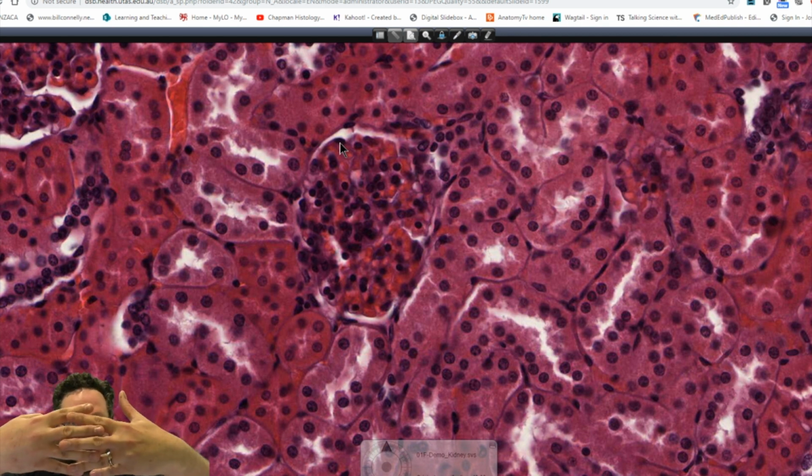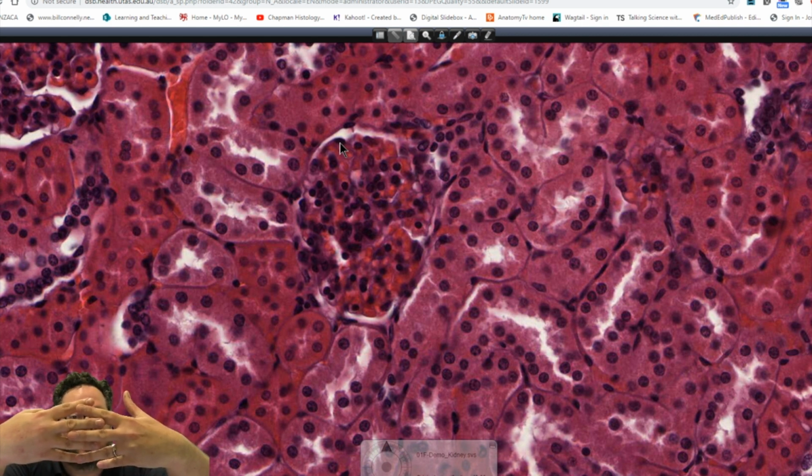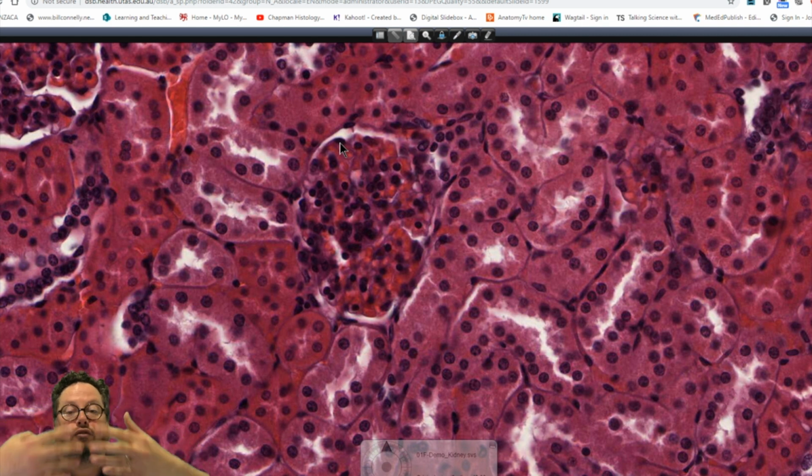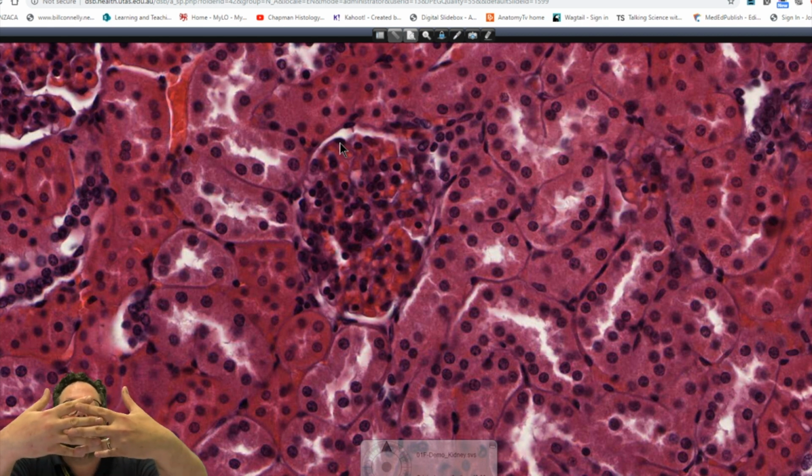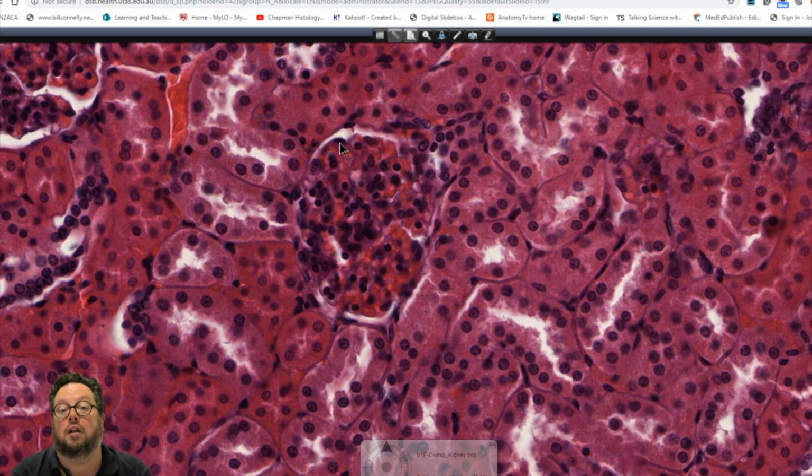So if we imagine that my fingers are the pedicels, you see there are little spaces in between my fingers. Those spaces actually represent the filtration slits. They're the little spaces between the pedicels, and they're a component of the glomerular filtration membrane. And extending between my fingers, if these were the pedicels, are little membranes, and those are known as the glomerular or filtration slit membranes, I should say.